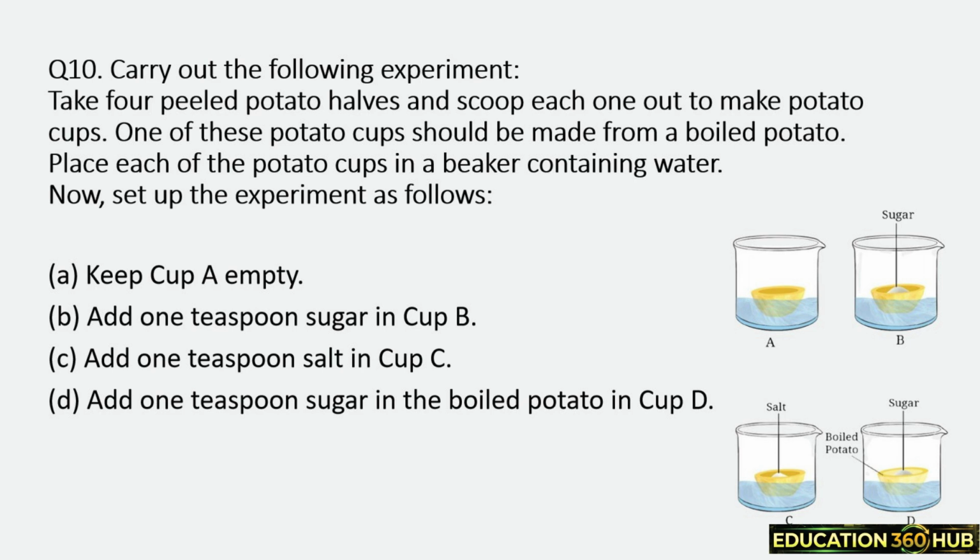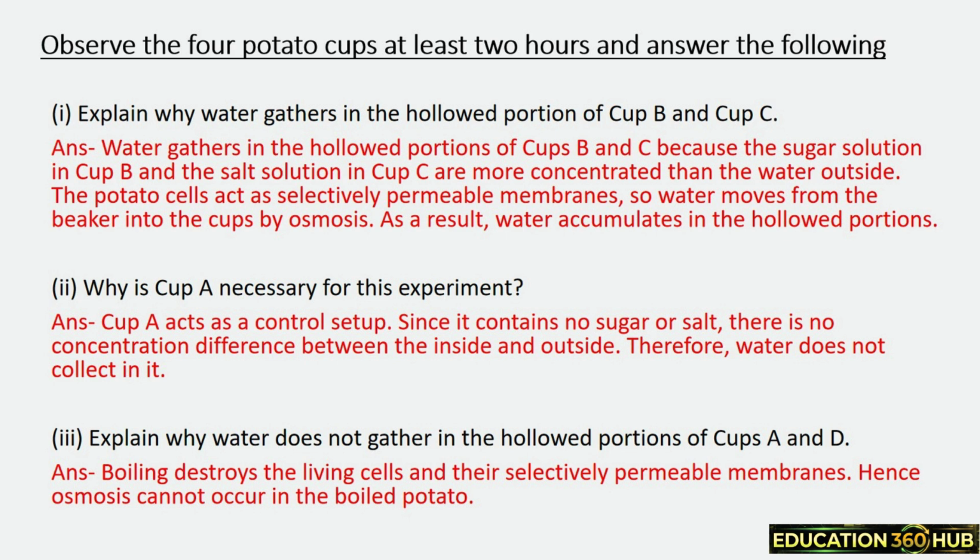Keep cup A empty. Add 1 teaspoon sugar in cup B. Add 1 teaspoon salt in cup C. Add 1 teaspoon sugar in the boiled potato in cup D. Observe the 4 potato cups for at least 2 hours and answer the following. First question. Explain why water gathers in the hollowed portion of cup B and cup C.